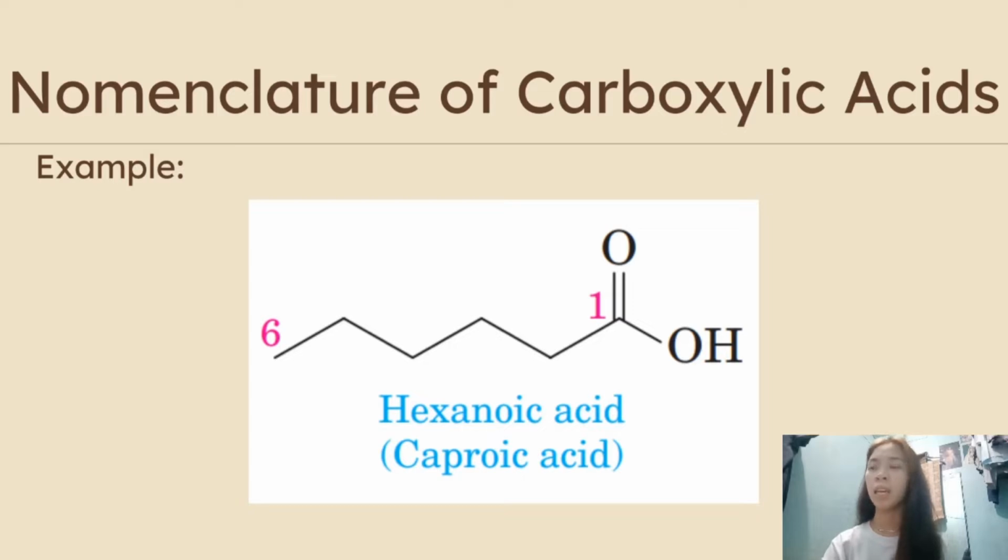alkane is hexane. The next step is to drop the final E from the name of the parent alkane and replace it by -oic acid. So the E from the hexane, we will replace it with -oic acid. So now we have the IUPAC name of hexanoic acid.